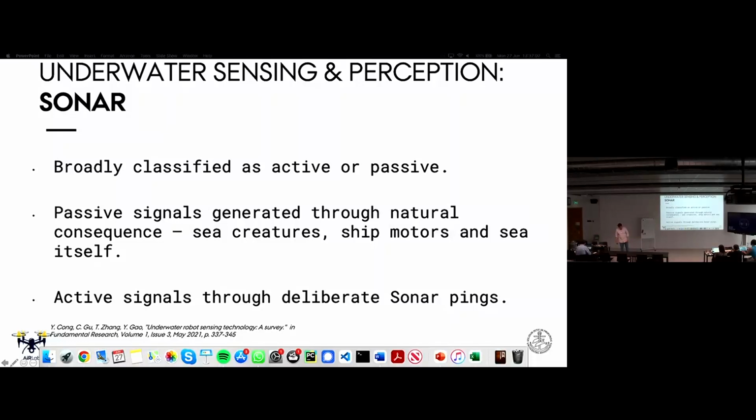Passive signals can be generated through any kind of natural occurrence or consequence. Things like sea creatures, ship motors, the sea itself are also quite noisy. Sea creatures, like whales calling out to each other. And active signals through deliberate sonar pings, right? If you've ever seen any of the Hollywood films with Sean Connery or Harrison Ford, I recommend you do. They always say, "Give me a ping," and then it pings around.